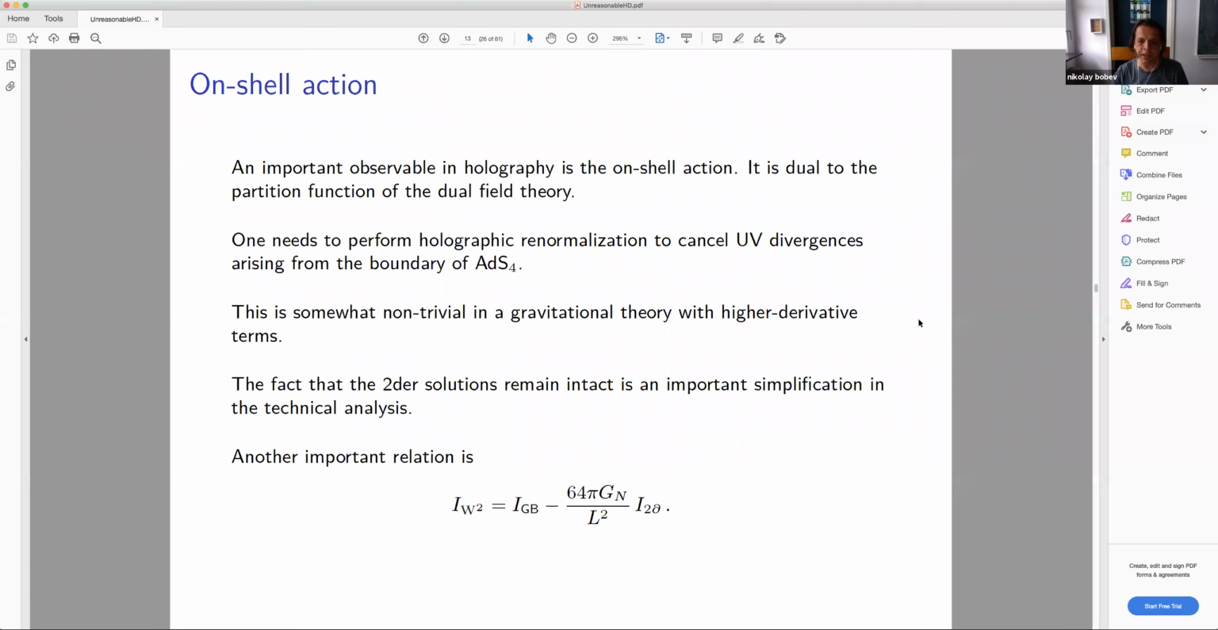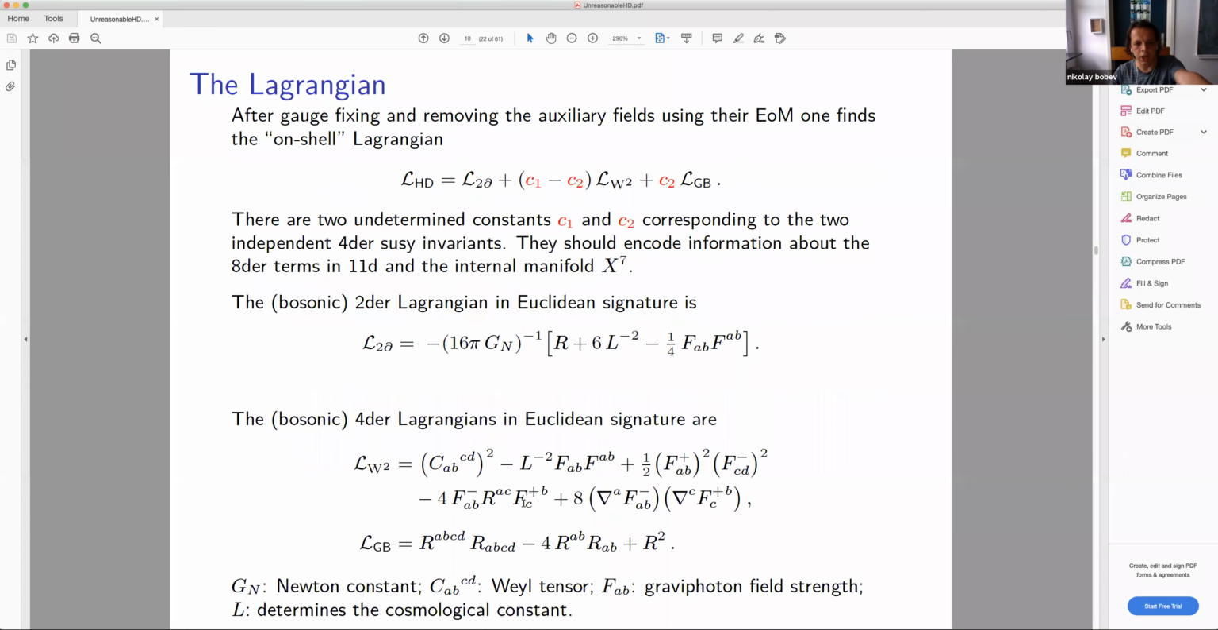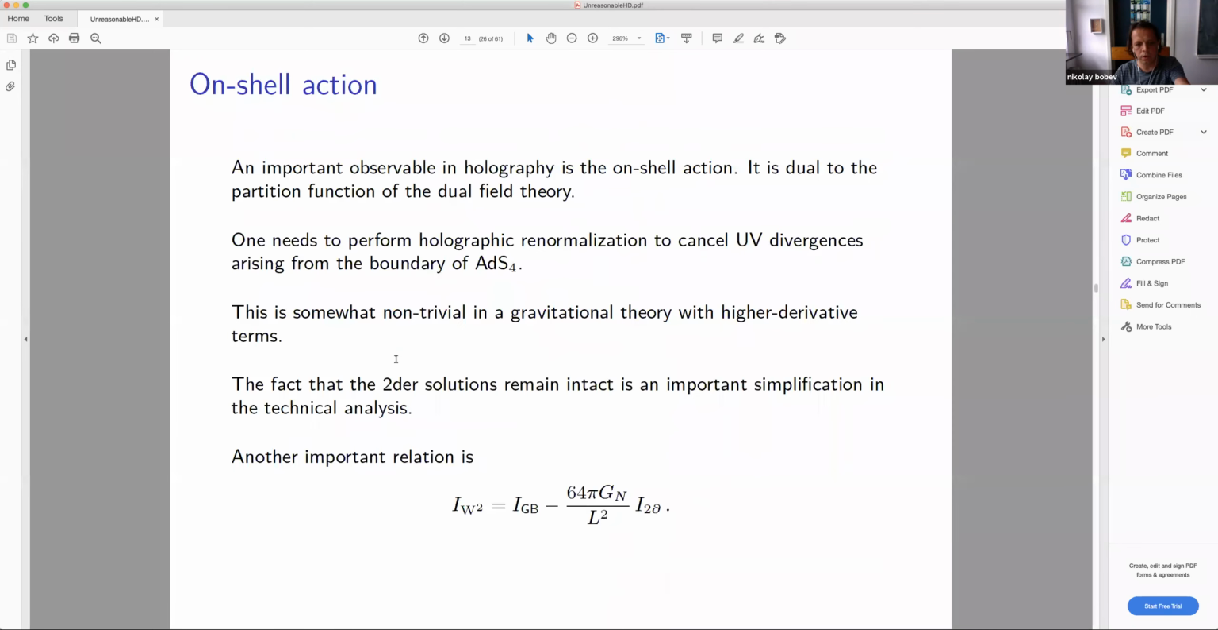Something that's going to make our lives easier: there are two important facts. One of them I've already mentioned, that the two derivative solutions are actually also solutions of the bigger theory with higher derivative terms. And the other fact is this relation between the on-shell Lagrangians that I showed you. So here is the Lagrangian, from which I have an action, and then the on-shell value of this action will be called I. And there's this nice identity which is valid on-shell using equations of motion.